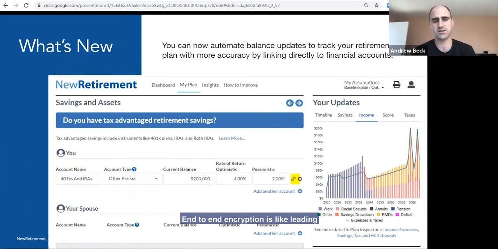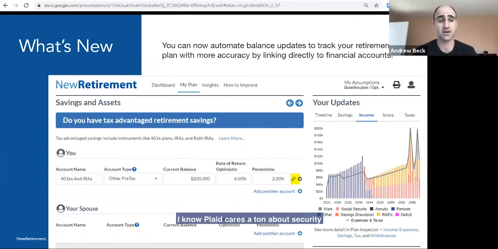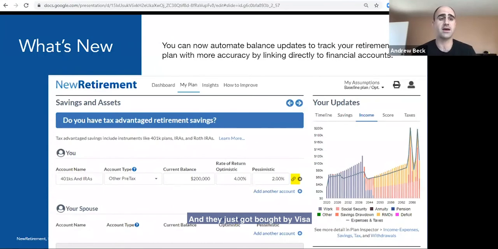End-to-end encryption is like the top of the line security. I know Plaid cares a ton about security because their whole business, if it's not secure, their business goes away. And they just got bought by Visa for more institutional backing and reputational stuff. They're just a really rock solid company.